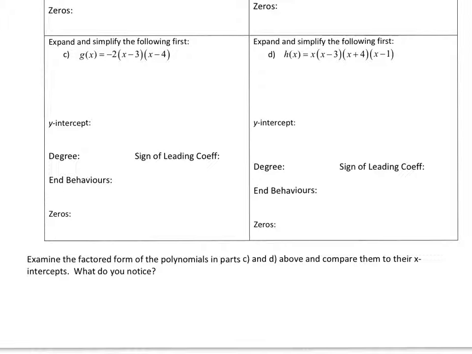All right, the next question here, part C, I'm going to get you guys to expand and simplify first. Figure out your y-intercept, the degree, the sign of the leading coefficient, the end behaviors, and the zeros. And again, you can use Desmos for the zeros, but the other things you should be able to figure out without that.